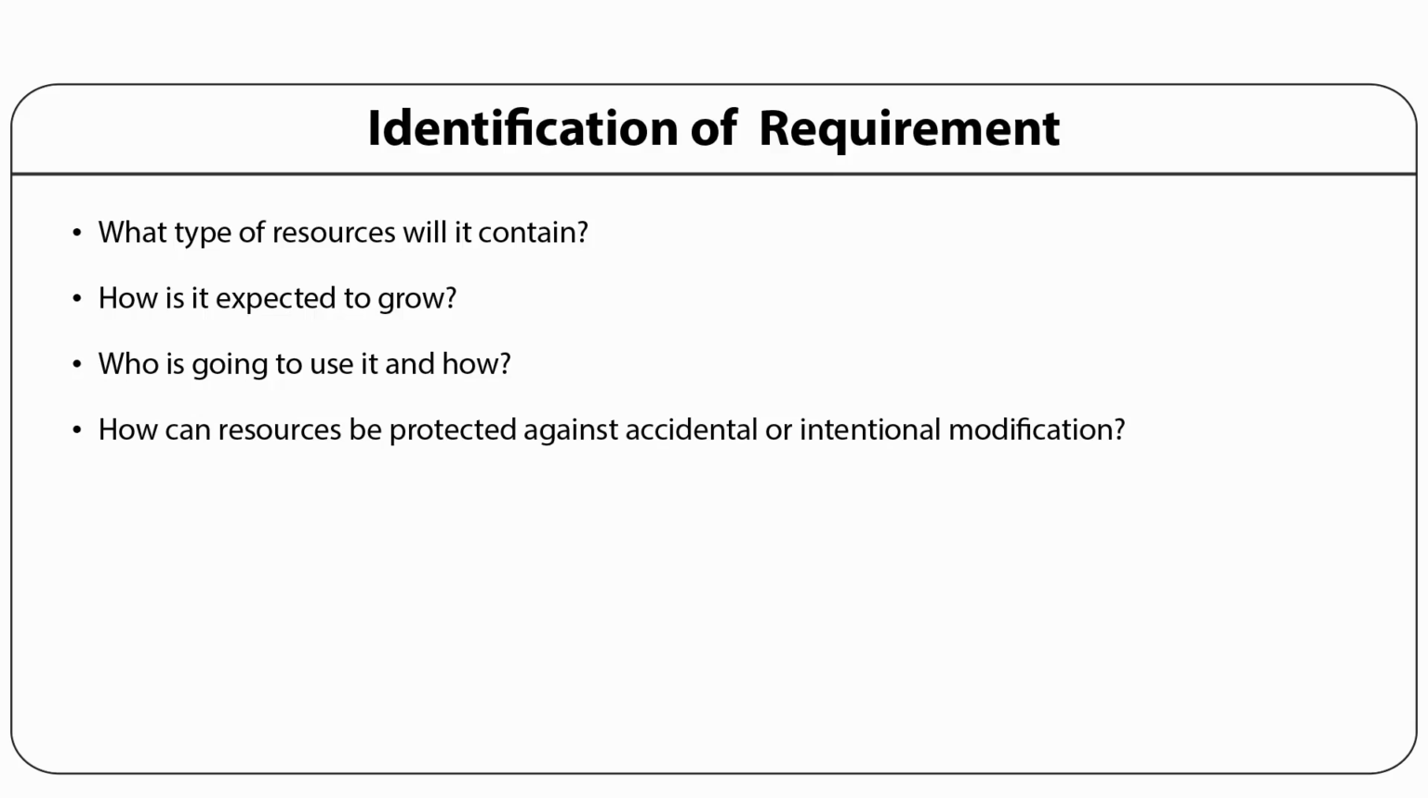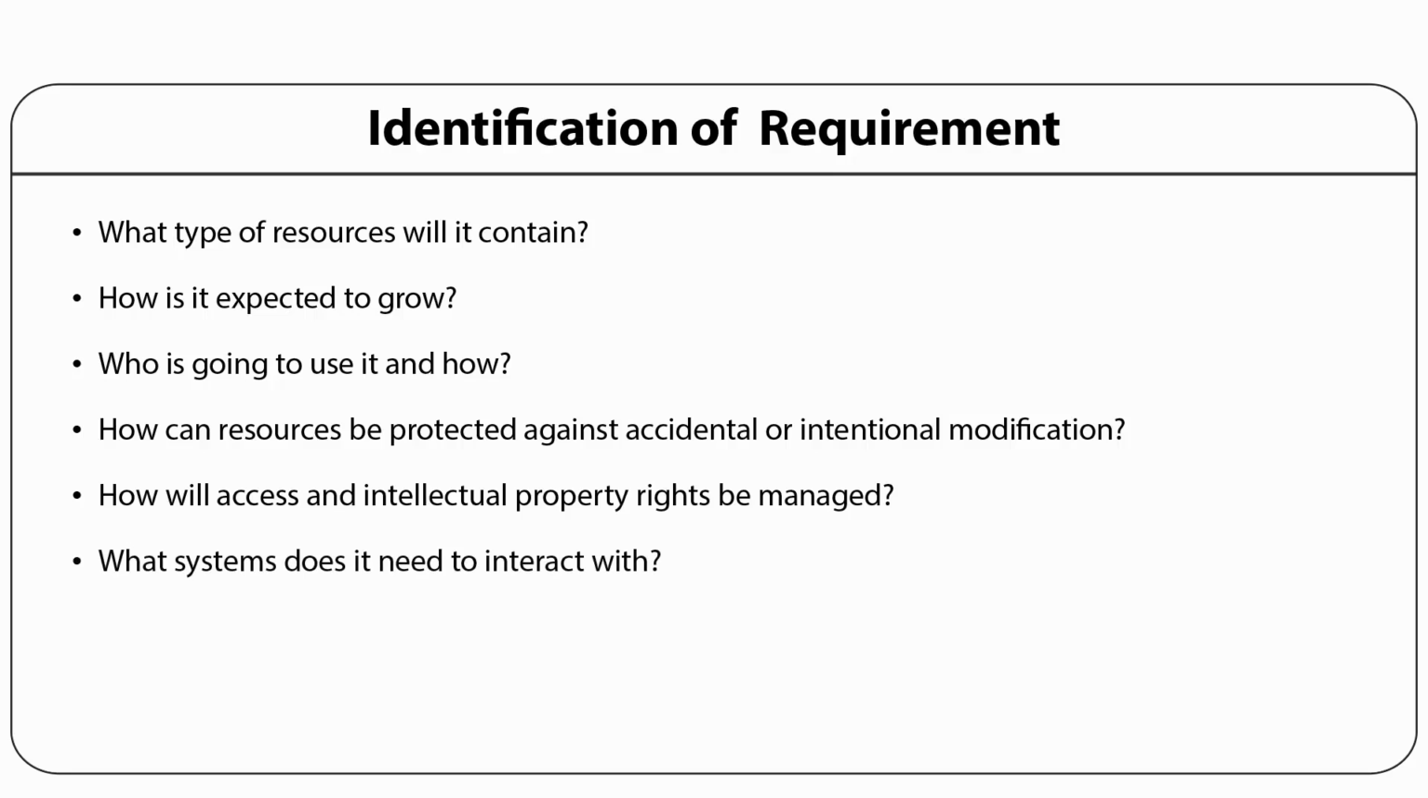And how can resources be protected against accidental and intentional modifications? If anyone wants to download, while doing it, what will be the problem? If anything is done wrong, what do we have to do? All those things we need to address here. And how will access and intellectual property rights be managed? The systematic download has to be controlled, and how the intellectual property rights and the download have to be handled, and any violation of copyright issues to be taken care of. And what systems does it need to interact with?